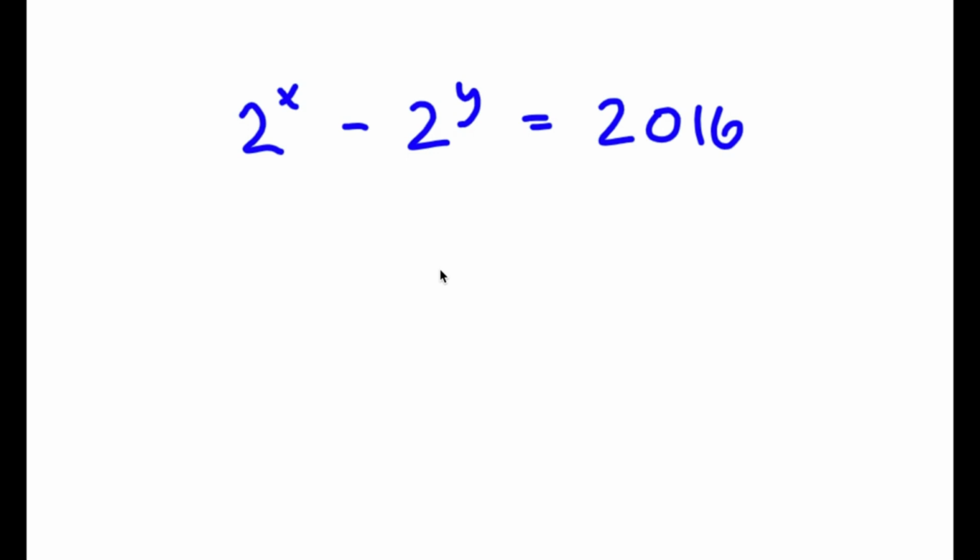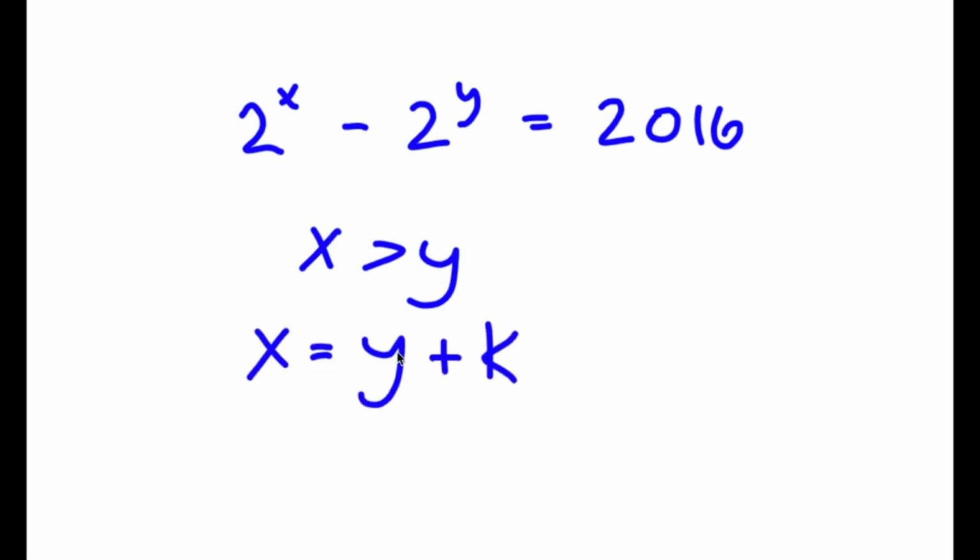Alright, so in this problem, I have 2 to the power of x minus 2 to the power of y is equal to 2016. So just at first glance, I can already tell that x is greater than y because we have 2 to the power of x minus 2 to the power of y equals 2016. And if x were less than y, then this would result in a negative number. But because it results in a positive number, we know that x is going to be greater than y. So this means that we can say that x is equal to y plus some constant k.